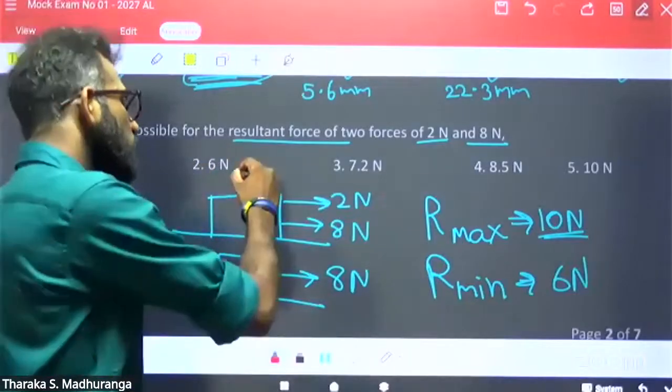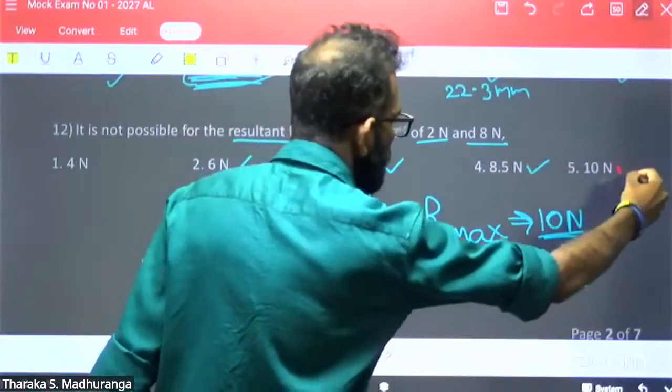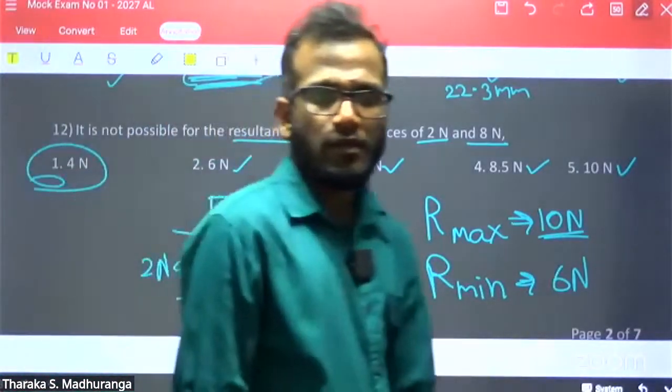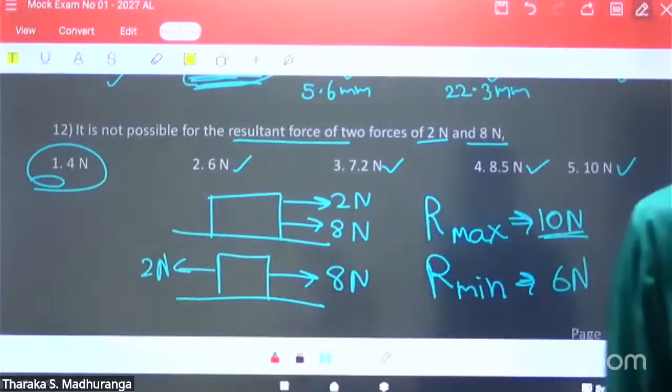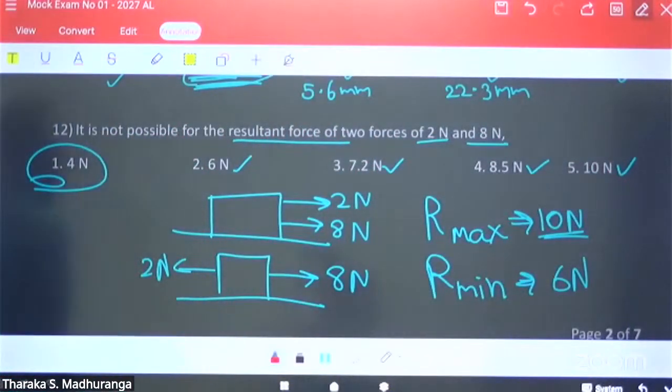Then 6 Newton, okay. 7.2, okay. 8.5, okay. 10 also okay. But 4 Newton, 4 cannot be attained. 4 Newton is not within the acceptable range.